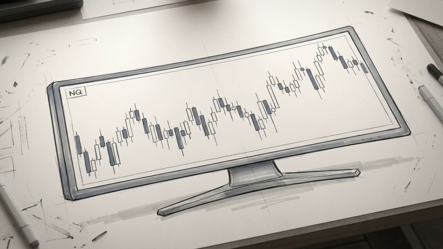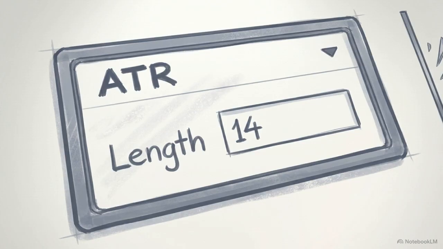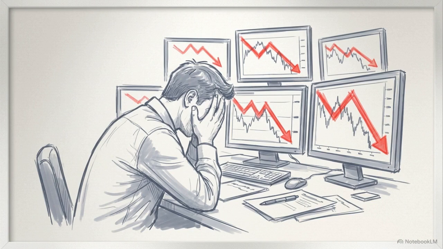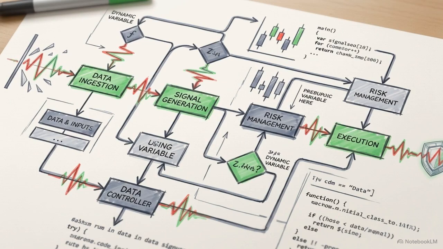To execute this protocol, you will need a 5-minute Nasdaq chart, your average true range indicator set to a 14-period lookback, and a strict maximum dollar risk per trade. For this tutorial, we are capping our allowable risk at exactly $300. Surviving this market means you have to stop treating your stop loss as an emotional comfort blanket. It must be treated as a strict, fluid, mathematical parameter.